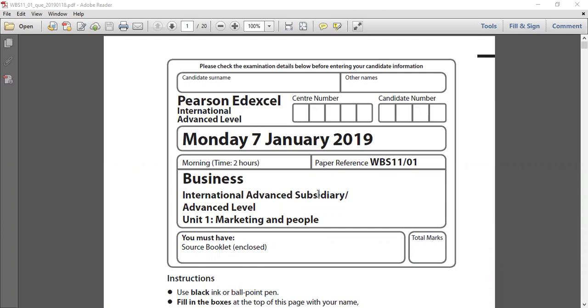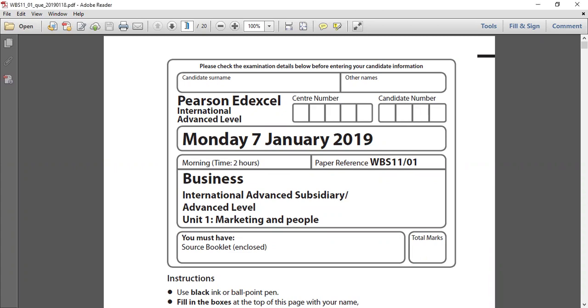We are going to discuss the International Advanced Subsidiary Advanced Level Unit Four, Marketing and People. This is the 2019 January paper. According to the new syllabus, IAL is the first paper. So today in this session, we are going to learn about the paper structure and Section A.